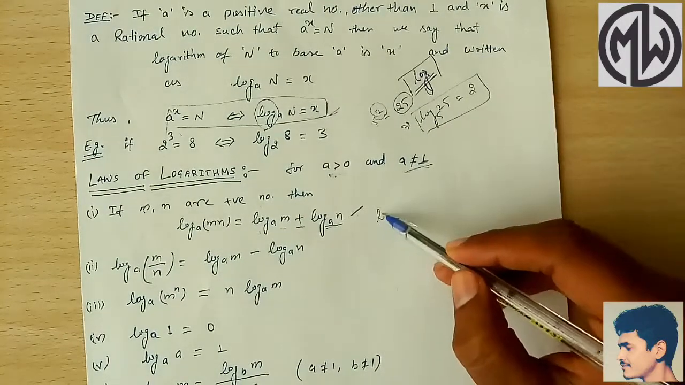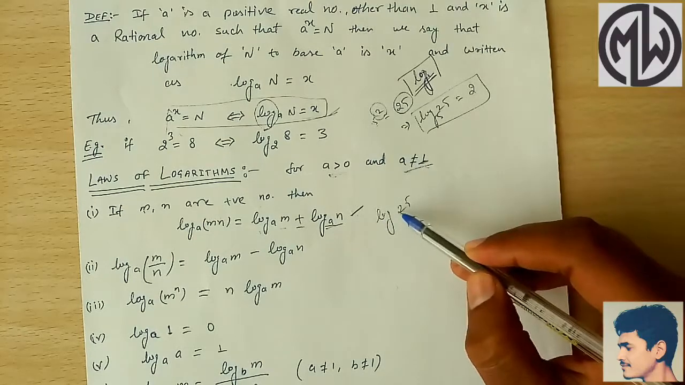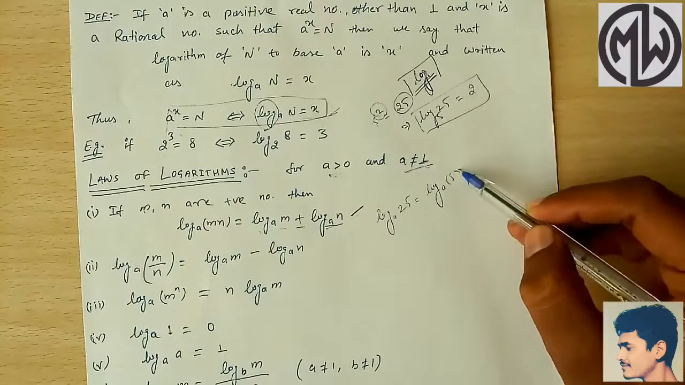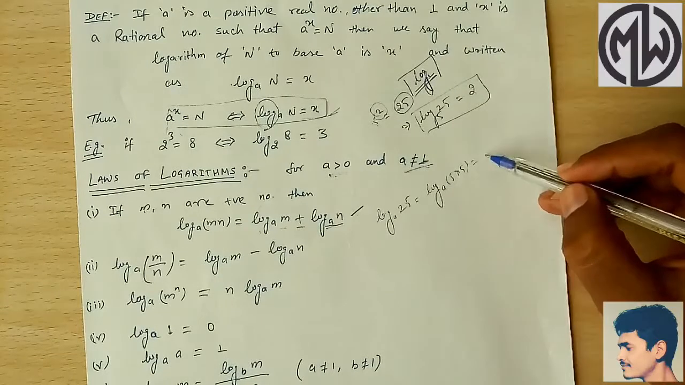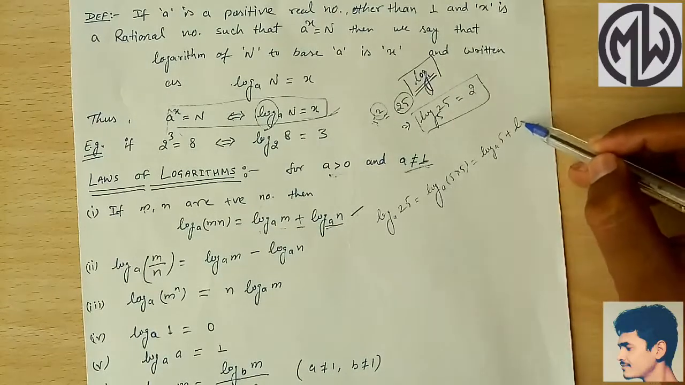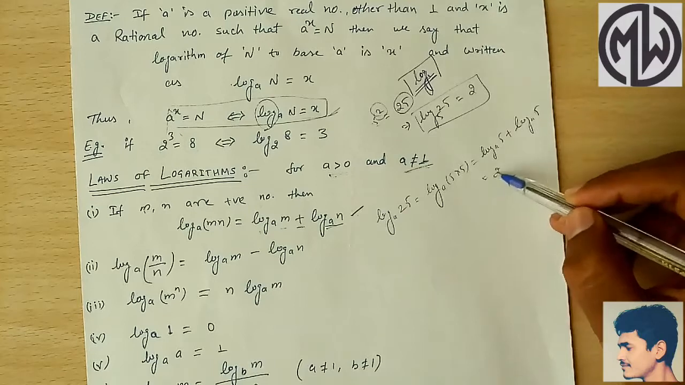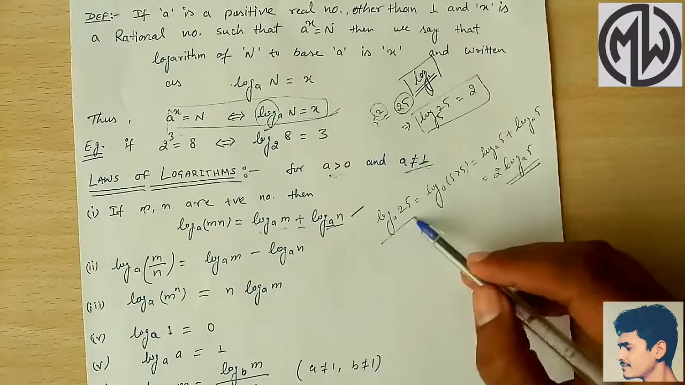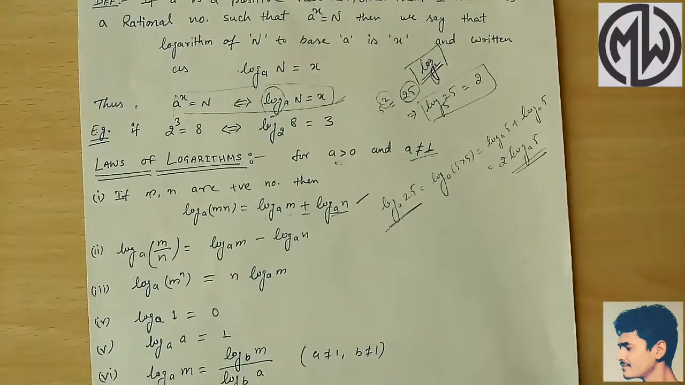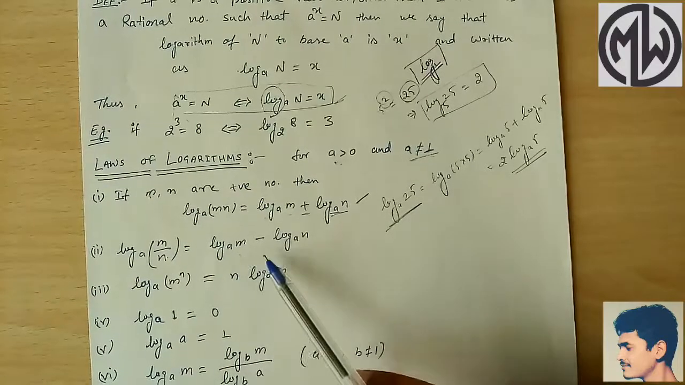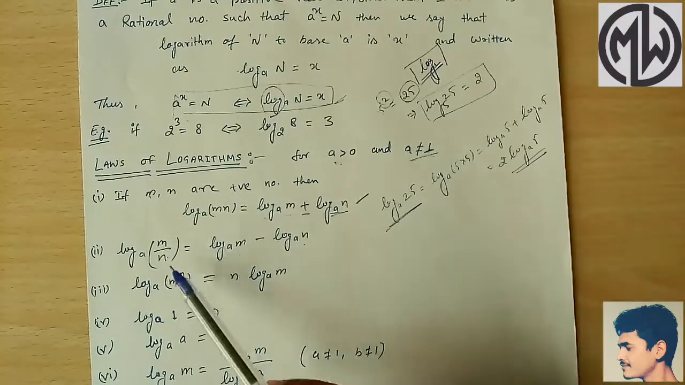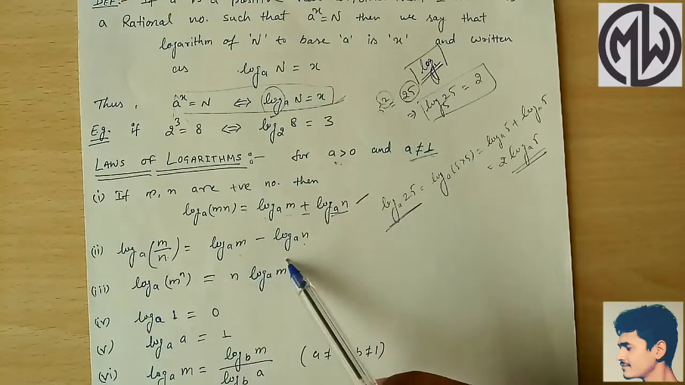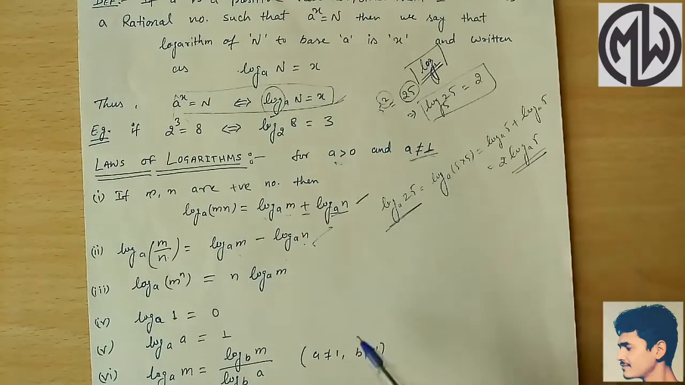Okay, for example, we have log 25, so it can be written as log a 5 into 5. That means it will be equal to log a 5 plus log a 5, that is 2 log a 5. So this is your answer for log a 25. Next property is log a m upon n is equal to log a m minus log a n. Means log of division of two numbers is equal to the difference of their logarithms. Okay, this is your second property.